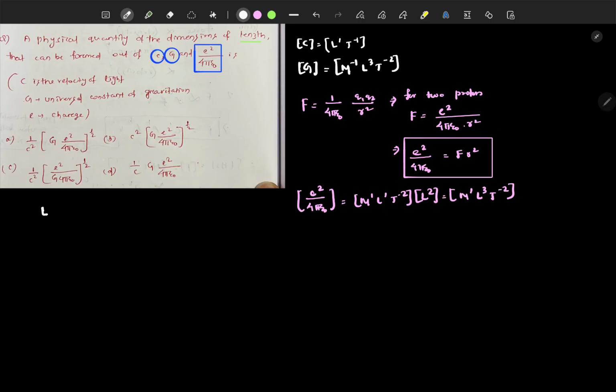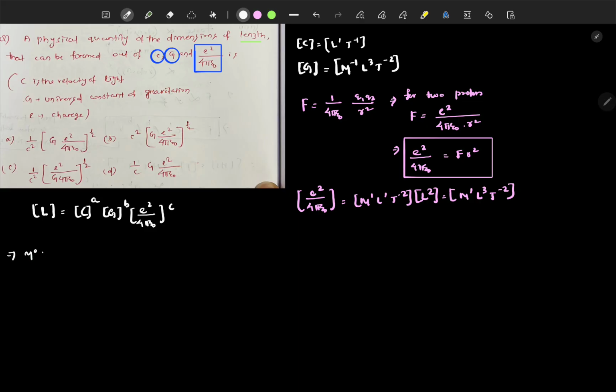So directly I can write, okay, this is one more question. That means you have to select the correct option out of the 4. So as per the principle of homogeneity, the expression will become L dimension is equal to C dimension power A, then G dimension power B, then e square by 4 pi epsilon naught dimension power C. I hope it is clear.